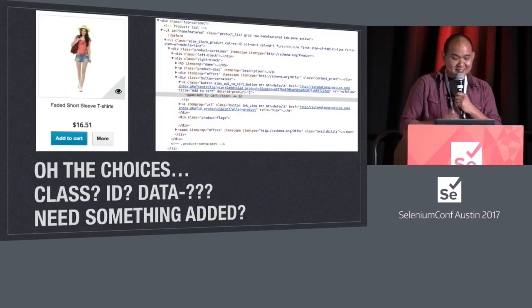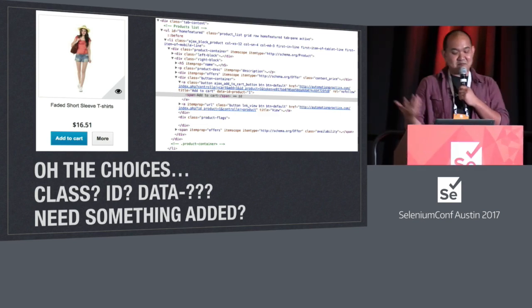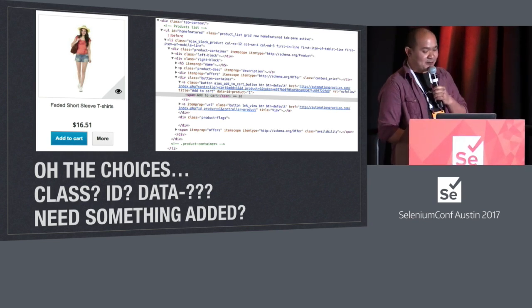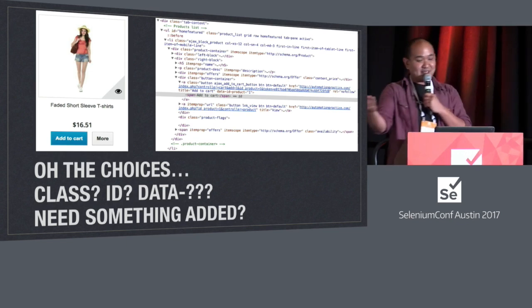So, how many of us are used to seeing this? Yeah, I saw that. A nice piece of DOM, and we have some choices to make. Do I use a class? Do I have an ID? Maybe I can ask for some info to get added to select the add to cart button. We've all experienced that, right?